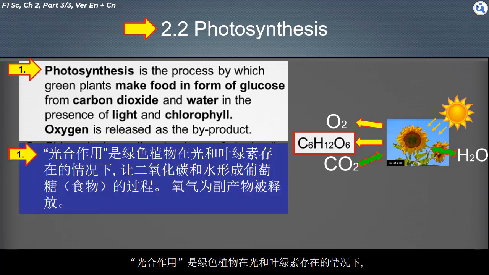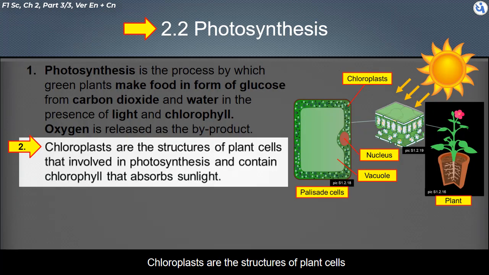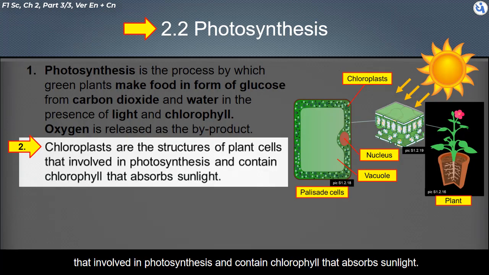Chloroplasts are the structures of plant cells that are involved in photosynthesis and contain chlorophyll that absorbs sunlight.